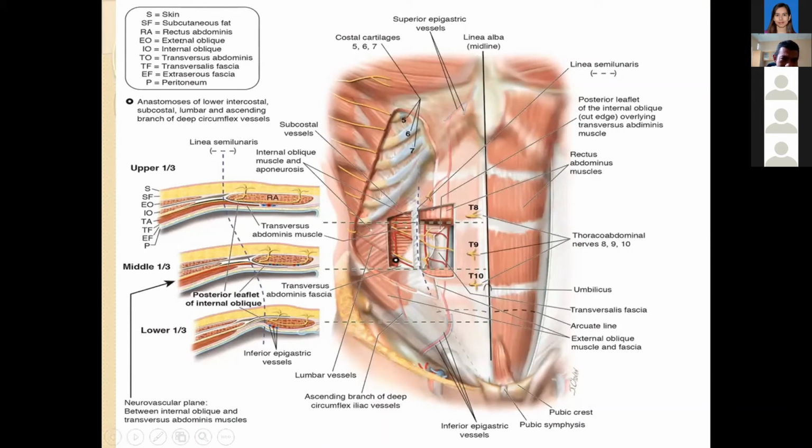You have skin, subcutaneous fat, rectus muscle, external oblique, internal oblique, transversus abdominis, transversalis fascia, extraperitoneal fascia, and peritoneum. If you go further down below the umbilicus, you will be cutting more on the aponeurosis. And if you go further below the arcuate line, you only have the rectus muscle. So these are the three sides of abdominal incision. You must know in detail what muscle has been cut during the incision.